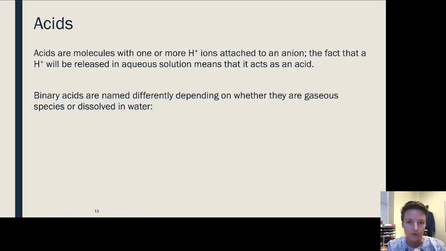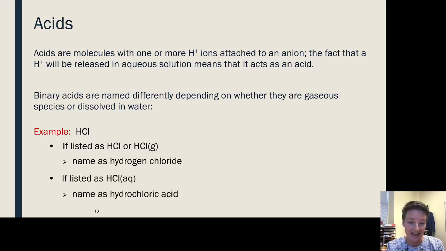The last category that we need to talk about are acids. We're going to talk a lot in general chemistry about what is an acid and how does it react chemically, but for today's lecture, the only thing I need you to know is that acids are molecules that have 1 or more hydrogens, and in fact, H+ ions that are attached to some anion. And what will happen is if you put this acid in solution, it means it gets to act as an acid.